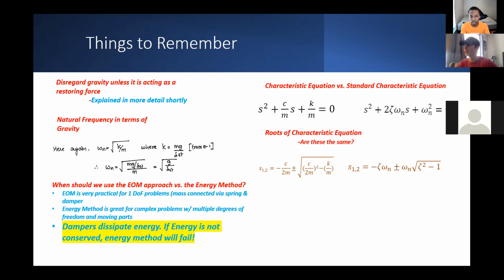But these are the roots of the characteristic equation, and yes, they are the same. I'm just trying to show you this because it shows that the comparison is correct. Last homework question. Also, this is another good thing to remember: for critically damped systems, your zeta is going to be 1. So C equals C crit.